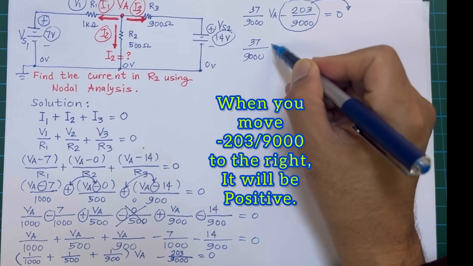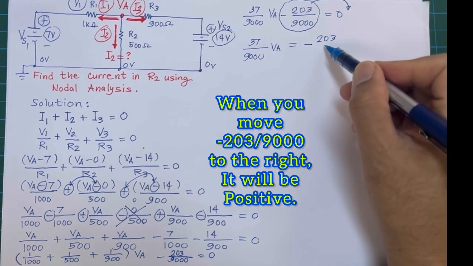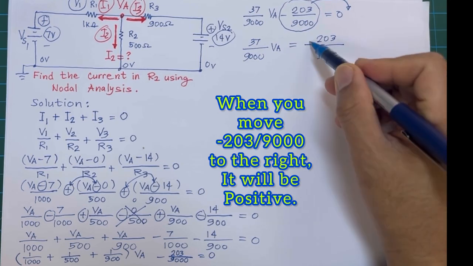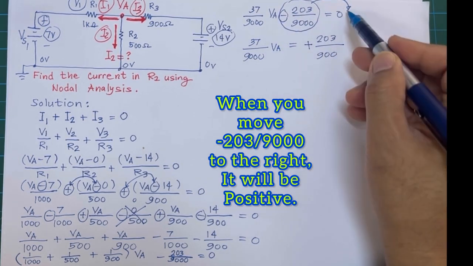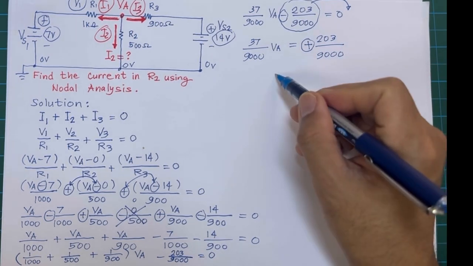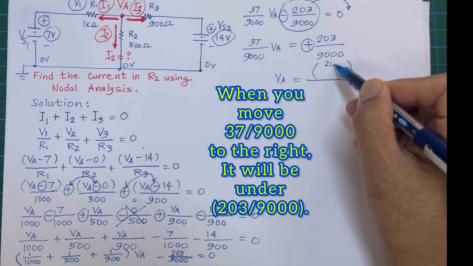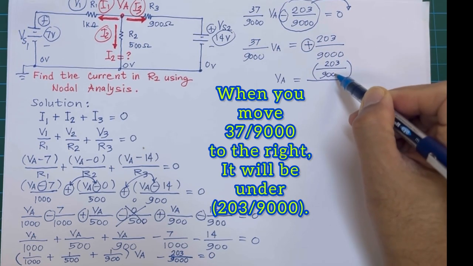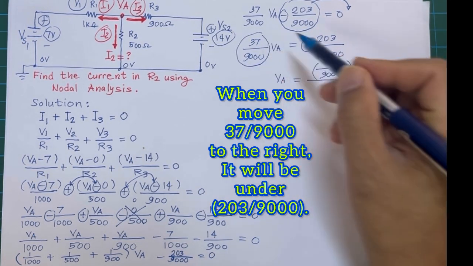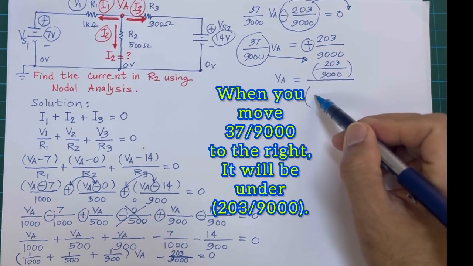So let's write it again. 37 over 9,000 VA will be equal to the positive of 203 over 9,000. And we can cancel this positive now. We may or may not put the positive sign. So let's cancel it. And of course, the 37 over 9,000 over here will be under the 203 over 9,000.